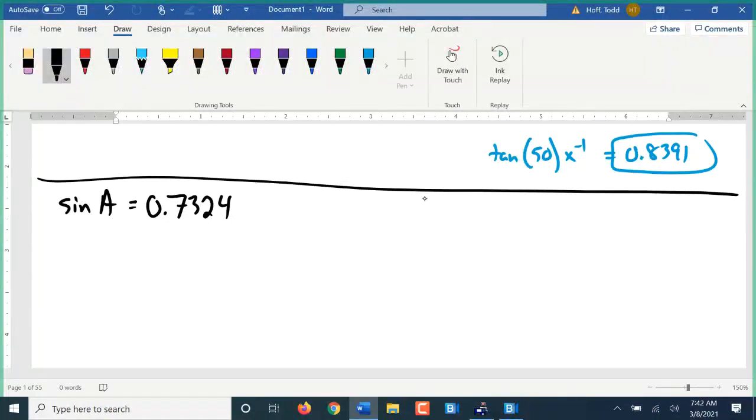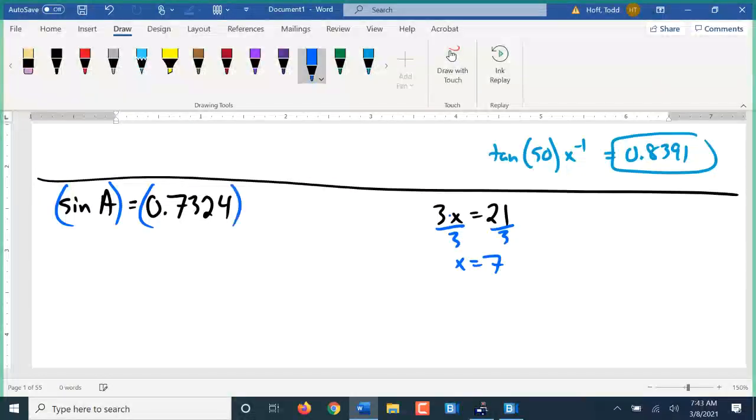But this is no different than having something like 3x equals 21. Solve that by using an inverse operation. This was created by multiplying by 3. The inverse of multiplying was dividing. So the inverse of multiplying by 3 was dividing by 3. X equals 7. Well, we have to do the same thing here. To find a, we have to do the inverse of sine. What's happened to a is we've taken the sine of it. The inverse of it is an inverse sine.